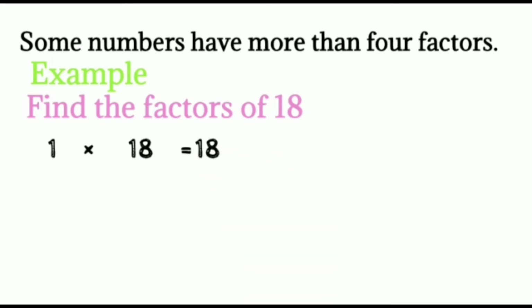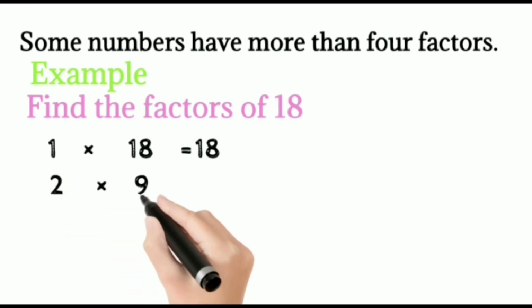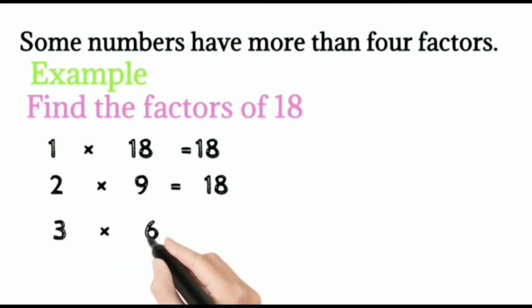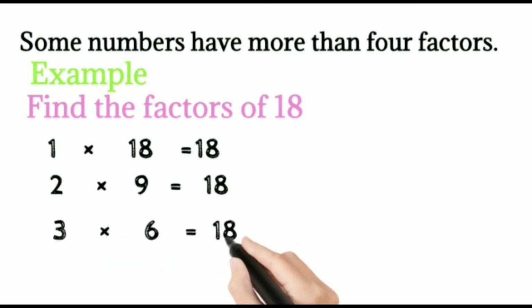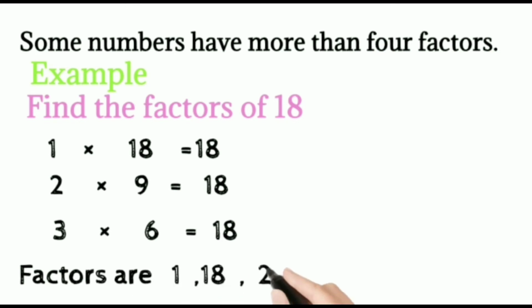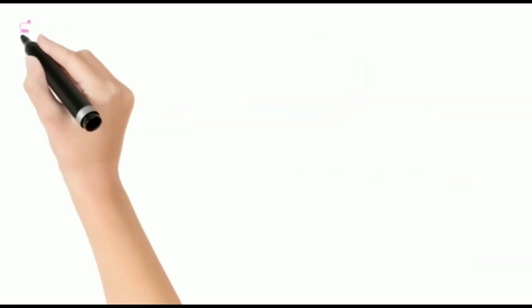Then 1 into 18 is equal to 18. Next, how will we get 18? 2 into 9 equals 18. 3 into 6 equals 18. Here the factors are 1, 18, 2, 9, 3, 6. We know that the smallest factor is 1, and the biggest factor is the number itself, that's 18.